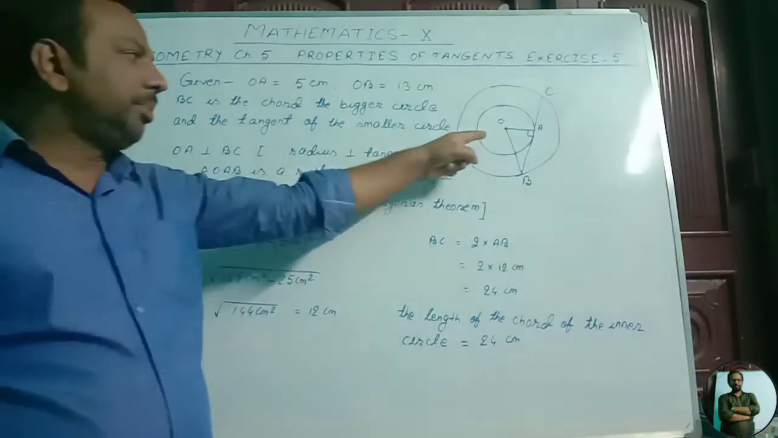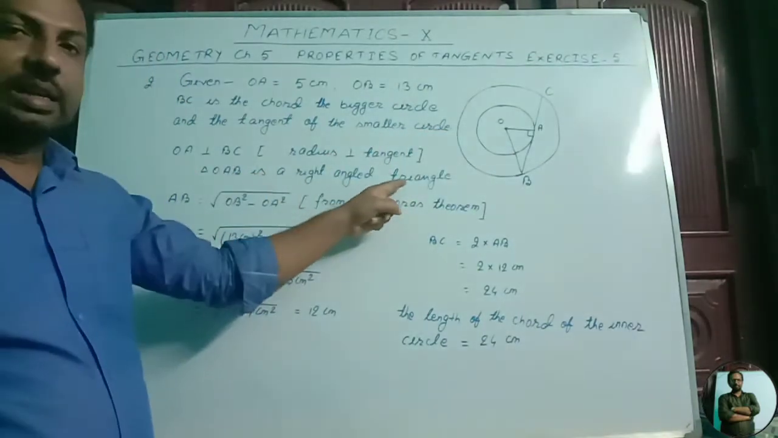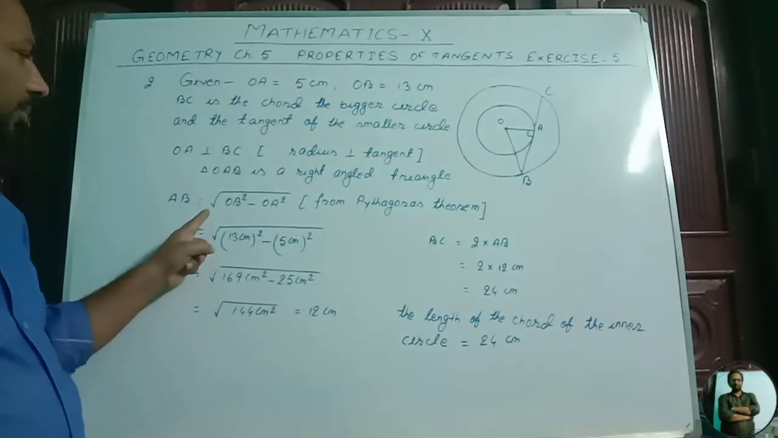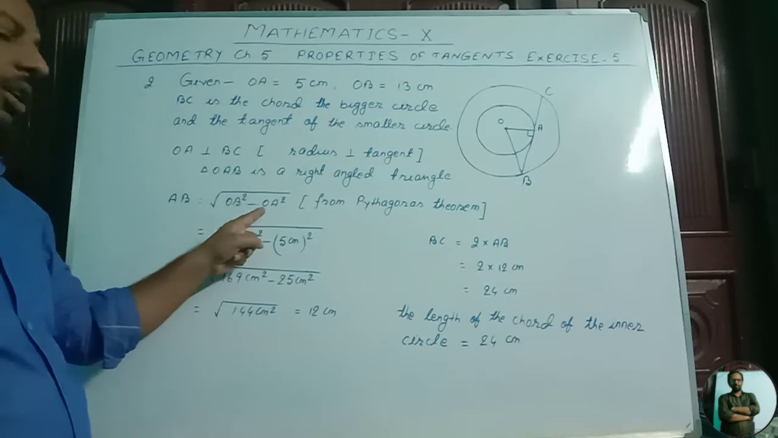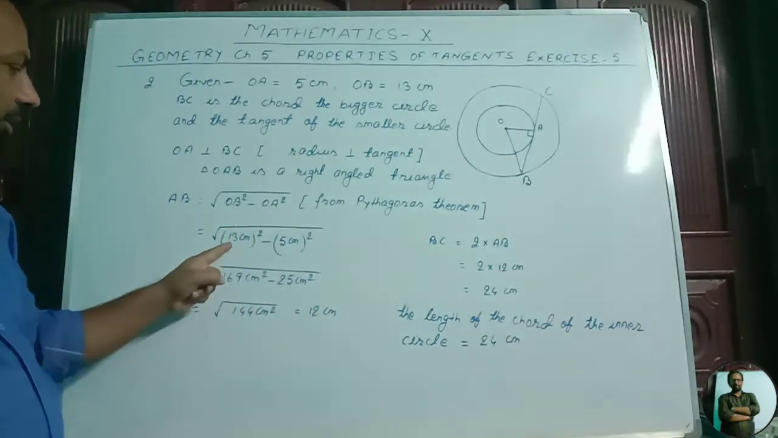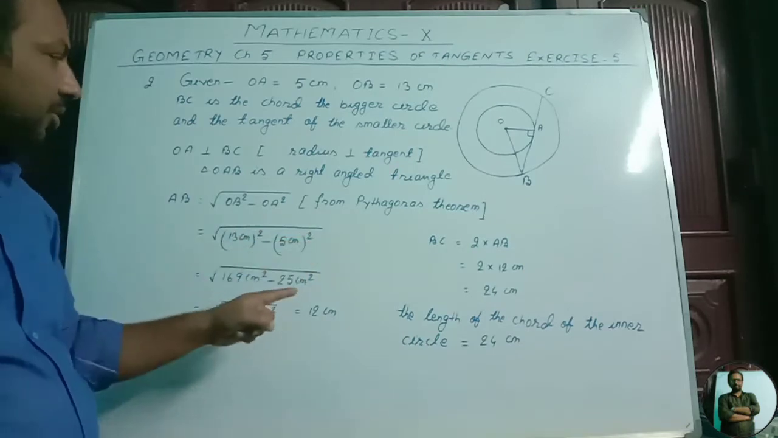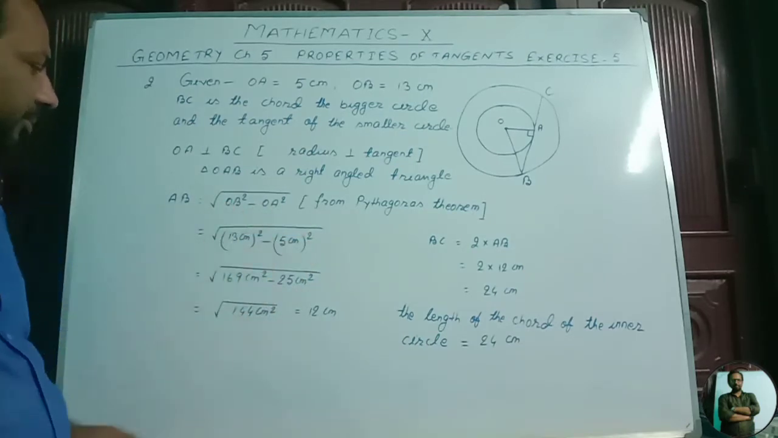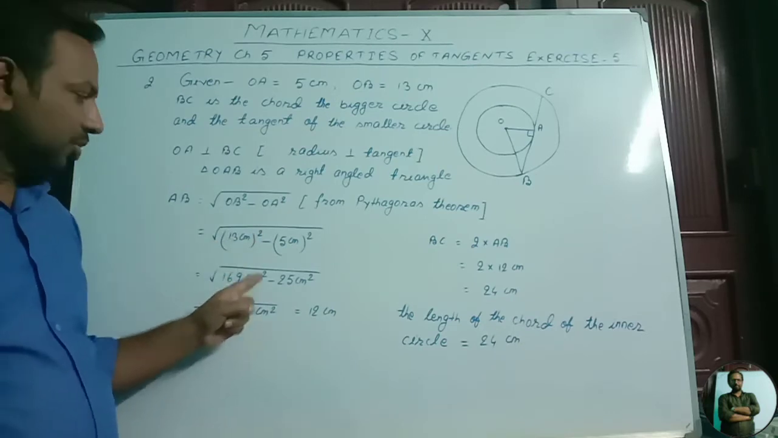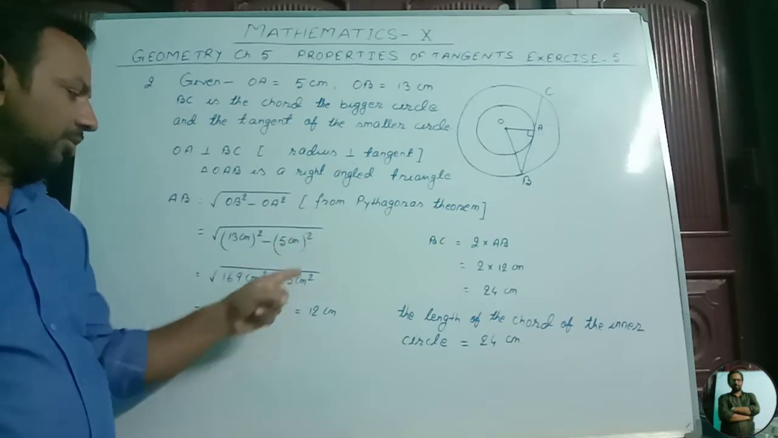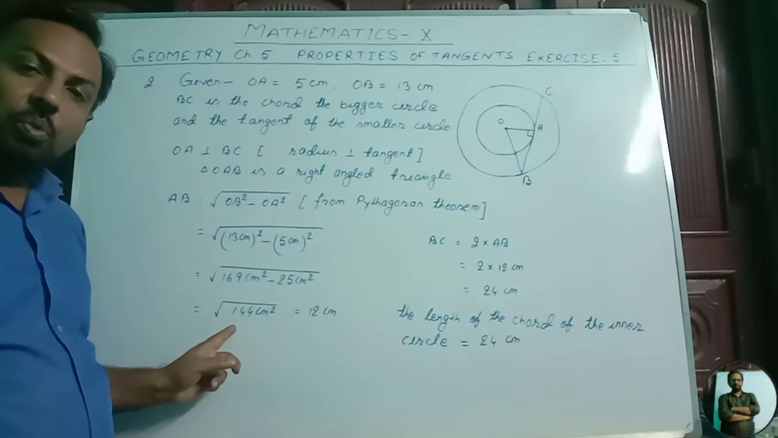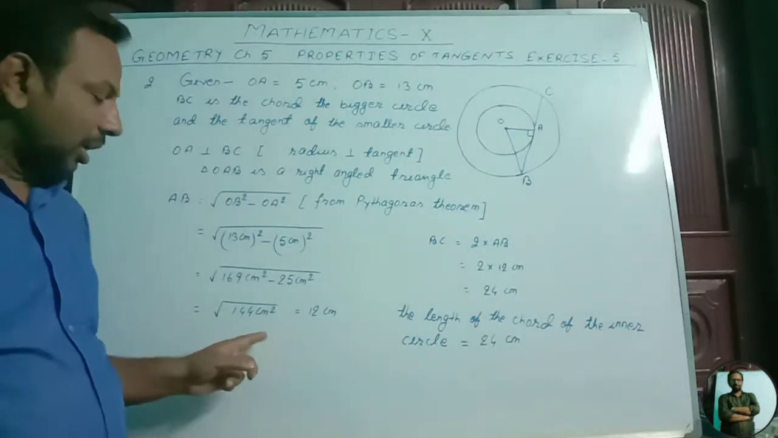Therefore, triangle OAB became a right angle triangle. In that, I found AB. AB equal to root over OB square minus OA square from Pythagoras theorem. Root over 13 centimeter square minus 5 centimeter square, that is the value of OB and OA respectively. 13 centimeter square became 169 centimeter square, minus 5 centimeter square, that became 25 centimeter square. I calculated it and I got 144 centimeter square.